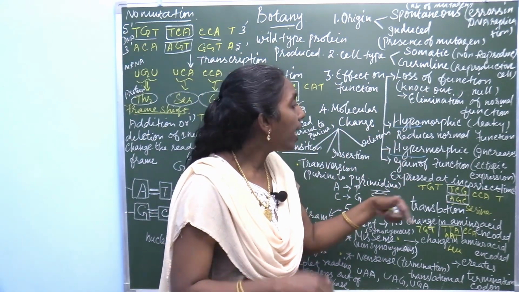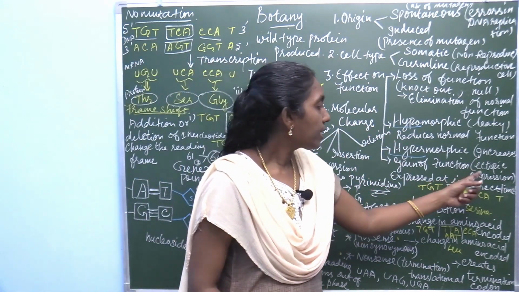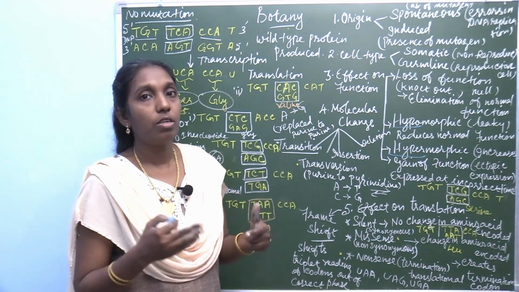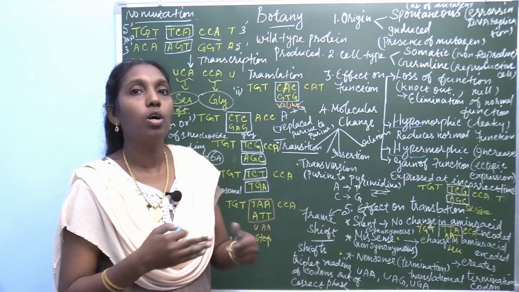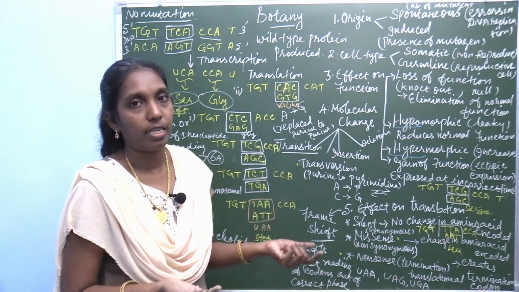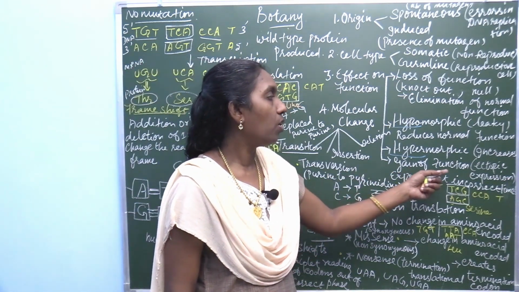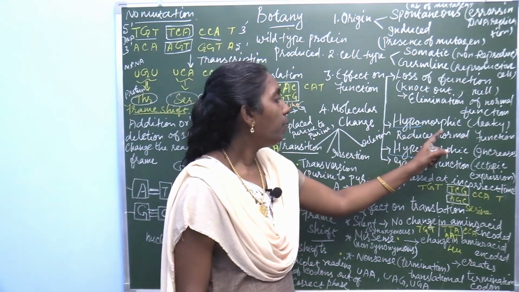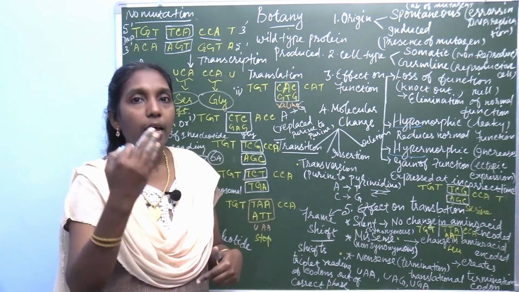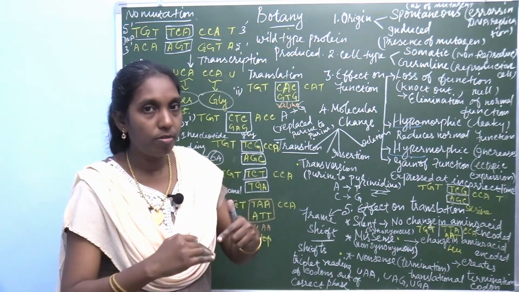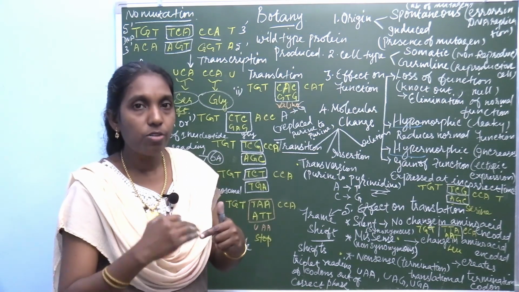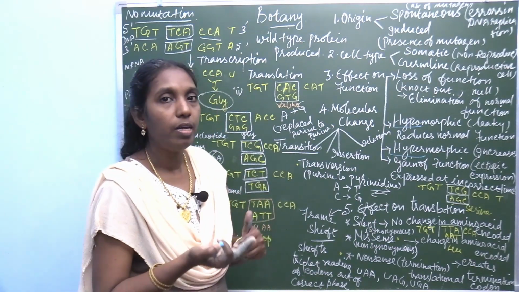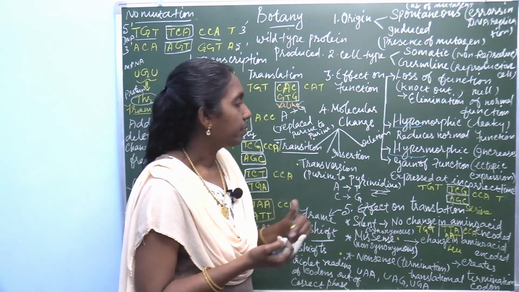Then, gain of function, which is ectopic expression, where the function is expressed at an incorrect or inappropriate time. That is called gain of function or ectopic expression. Then, hypomorphic and hypermorphic. Hypomorphic lowers or reduces the normal function. Hypermorphic increases the normal function.